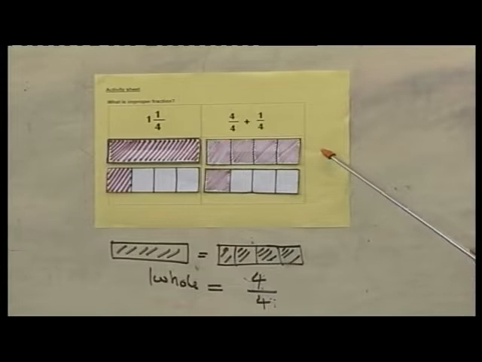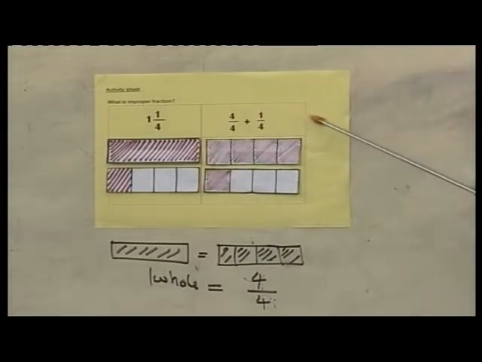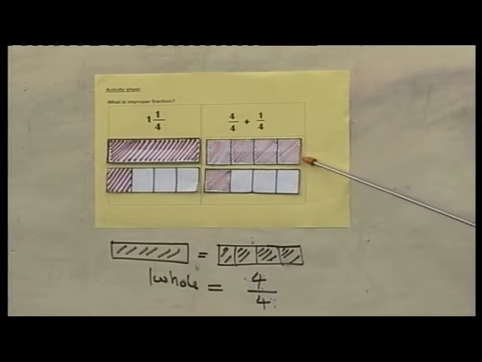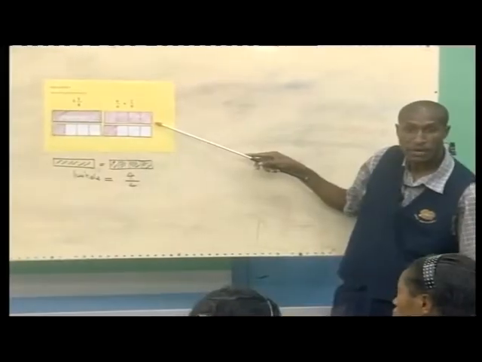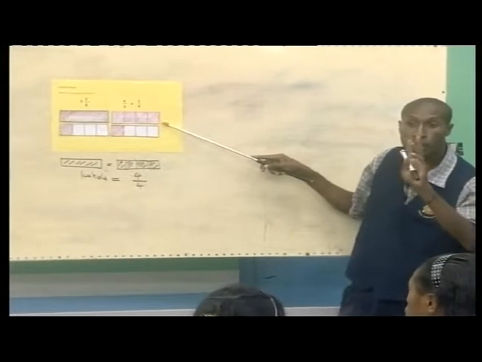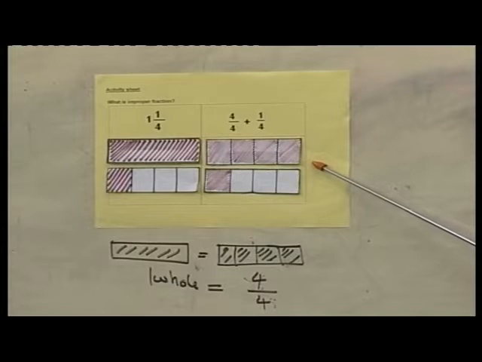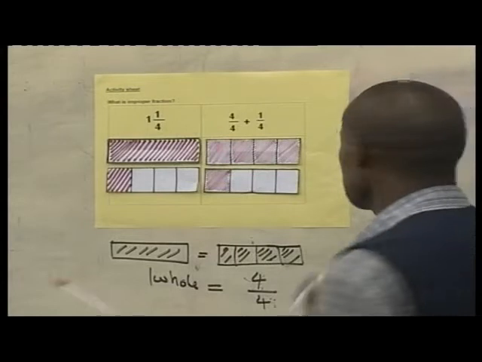Okay, let us look at the first diagram of 4/4 plus 1/4, this diagram here. Students, I would like us to concentrate on only this diagram of 4/4 plus 1/4. Now, from the first diagram or rectangle, we have divided the rectangle into how many parts? 4 equal parts. And how many parts have we shaded? We have shaded 4 parts.